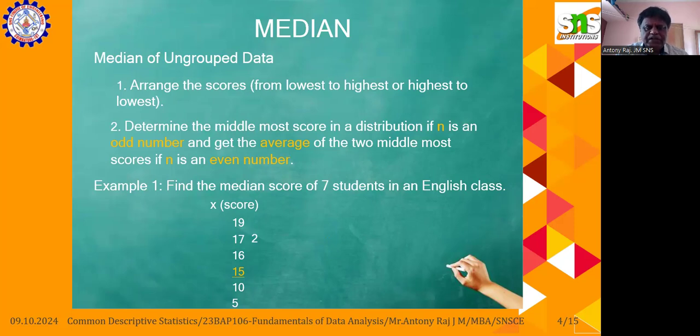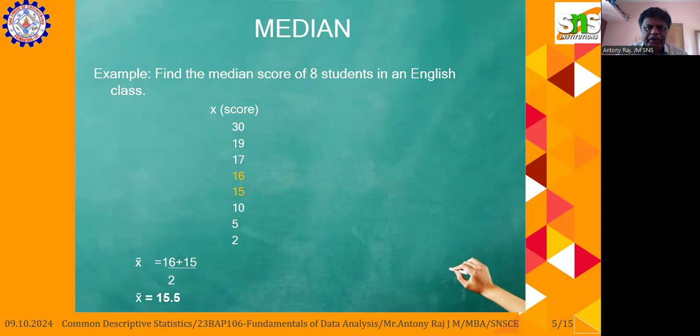So in this particular case, you can see there are 6 data points, and we are putting them into ascending order, and then finding the median value. This is one more sum where there are 8 students, and we are putting them in descending order. Since this is an even number of data points, we take the two middle values and then take the average of them, and we get the median. Okay, 15.5 is the median value.